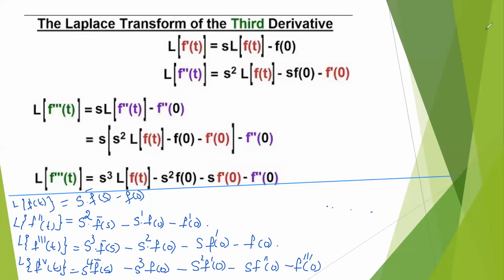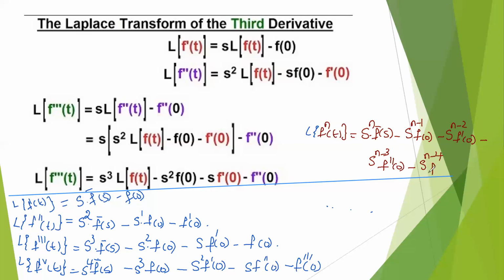How can we write the formula for the nth derivative? The Laplace transformation of f power n of t is equal to s power n into f bar of s, minus s power n minus 1 into f of 0, minus s power n minus 2 into f dash of 0, minus s power n minus 3 into f double dash of 0, minus s power n minus 4 into f triple dash of 0, and it keeps on going, and the last term will be the f power n minus 1 derivative at 0.